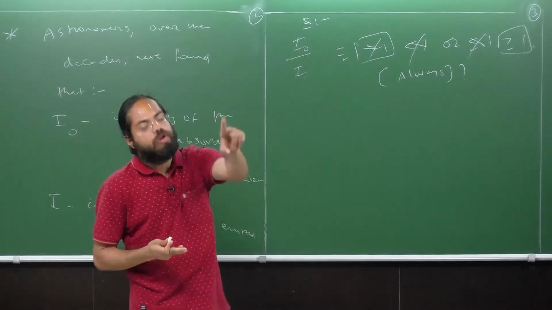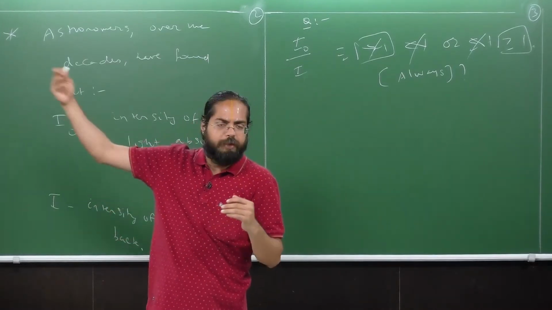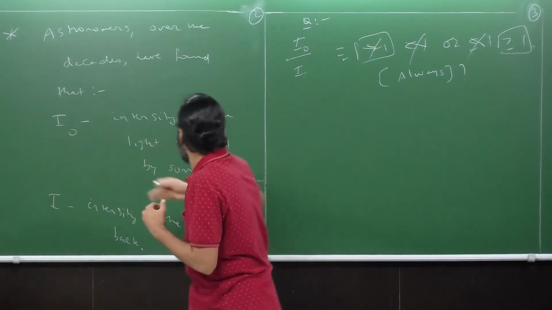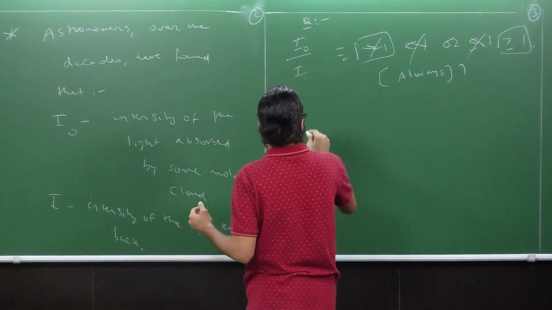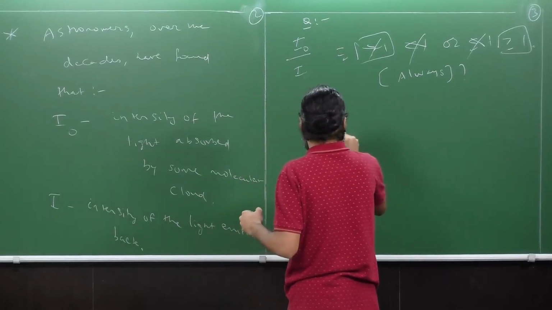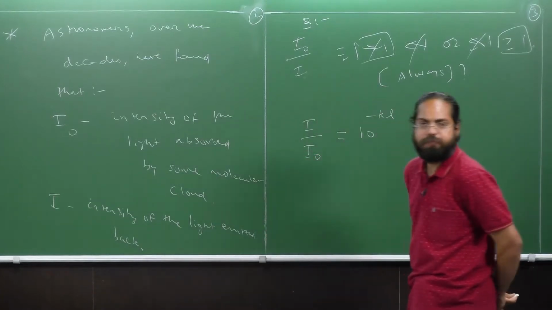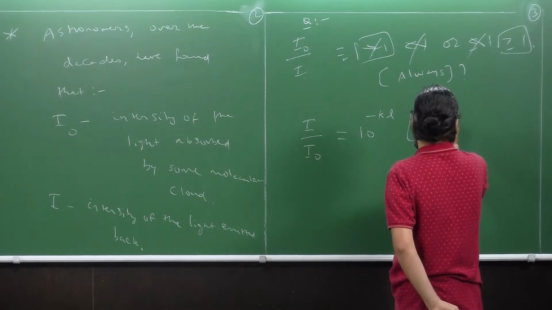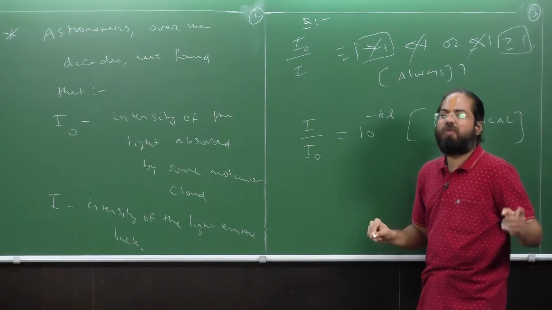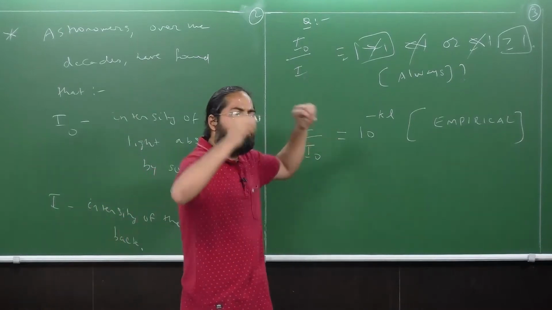Now, astronomers, over many decades of experiments, based on understanding how much intensity is emitted by a star, have experimentally found that your I by I naught is equal to 10 to the power minus K times L. This is an empirical relationship. Empirical meaning what? It is not modeled on any theory or any physical assumption. It is just based on pure experiment.